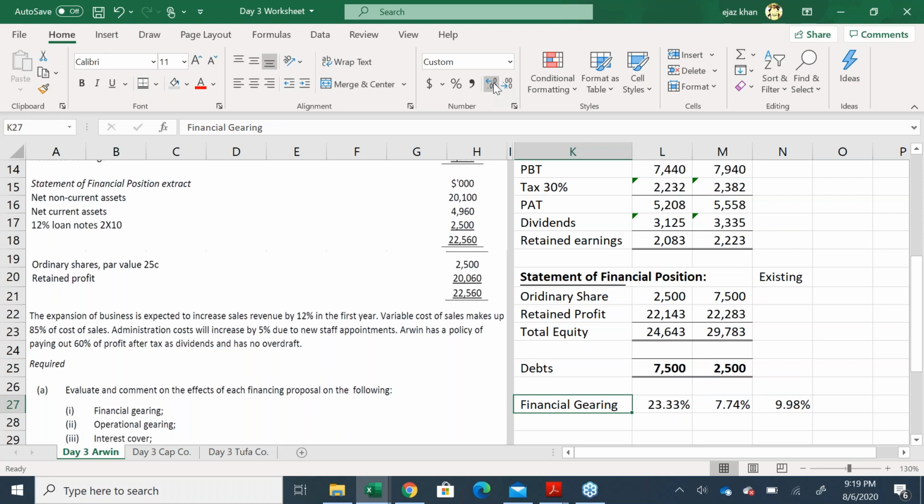Rhea is asking that should we mention in the exam which financial ratio we are using? Yes. When you are writing financial gearing, just write in front of it in brackets how you are calculating this financial gearing. Is it debt to equity or is it debt to debt plus equity? It's up to you. If the examiner has not asked for a specific formula to use for financial gearing, it's totally up to you which one you use. They both give the same picture.